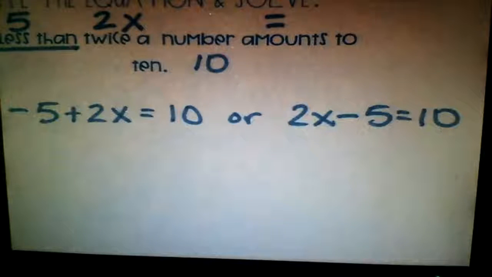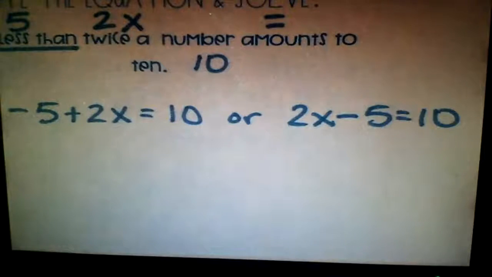Both of those are correct. Notice, on this one, my 5 is negative. On this one, my 5 is still negative. My 2x is positive. My 2x is still positive. I still have my equal sign and my positive 10. It doesn't matter which one you like. Both of them are the same.